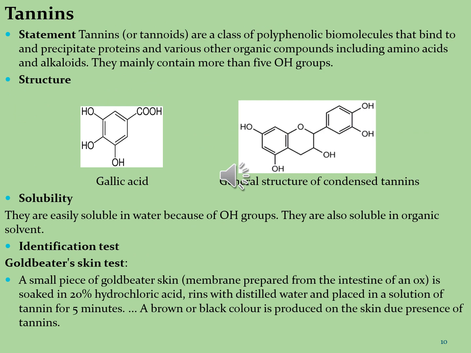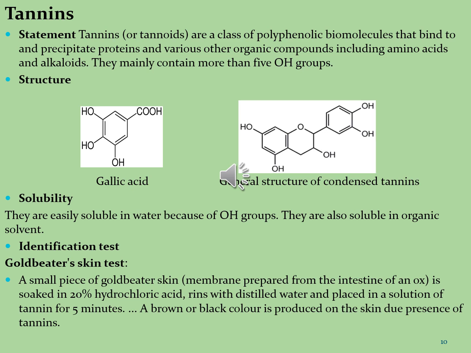Let's see what tannins are. Tannins are a class of polyphenolic biomolecules that bind to and precipitate proteins and various other organic compounds, including amino acids and alkaloids. They mainly contain more than 5 hydroxyl groups. In addition to tanning leather, tannins are used in photography, as mordants in dyeing, in clarifying wine and beer by precipitating proteins out of them, and as astringents in medicines. Tannins are found commonly in the bark of trees, wood, leaves, buds, stems, fruits, seeds, roots, and plant galls. Tannins, also called tannic acid, are any of a group of pale yellow to light brown amorphous substances in the form of powder, flakes, or a spongy mass, widely distributed in plants and used chiefly in tanning leather, dyeing fabric, making ink, and in various medical applications.